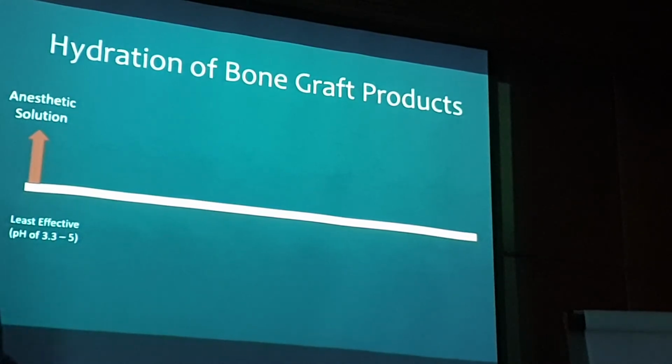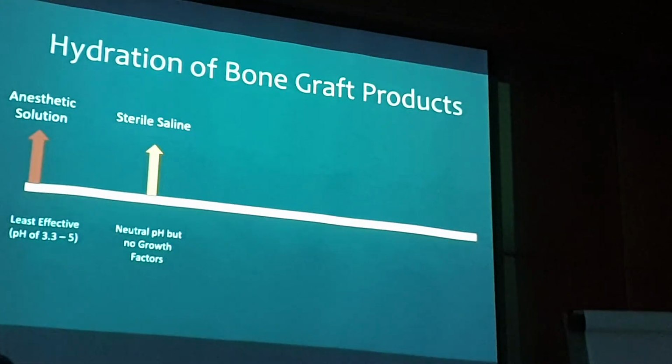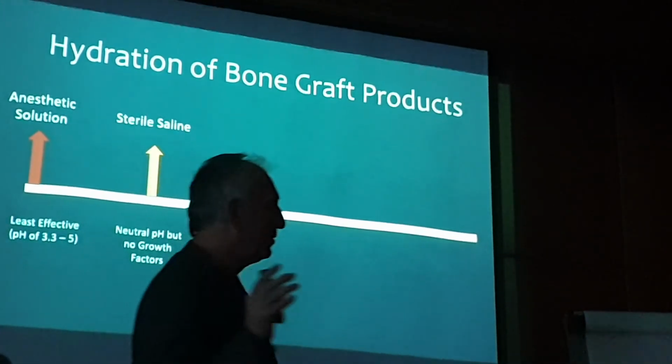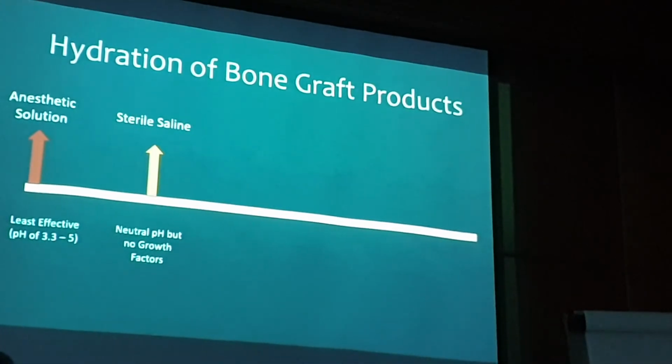How many of you hydrate your bone grafts with saline? Raise your hands. Almost everybody here, come on, of course you do. Sterile setting. And you do so because it's sterile, you do so because it hydrates, it's easy to carry your bone graft material to the surgical site. But other than that, there's no contribution of the saline to growth at all. It's okay, no harm, but no benefit.